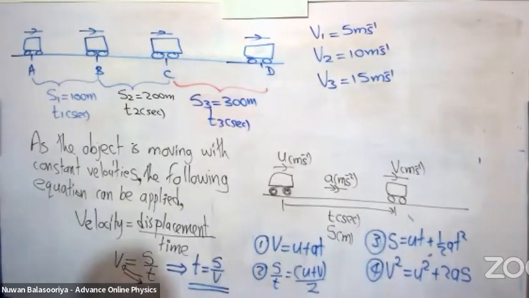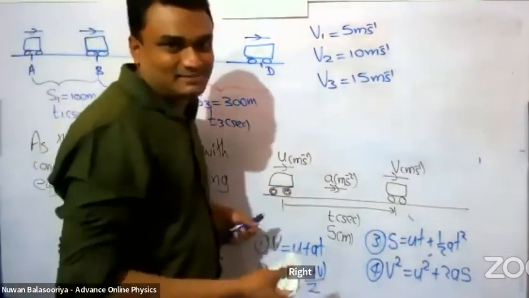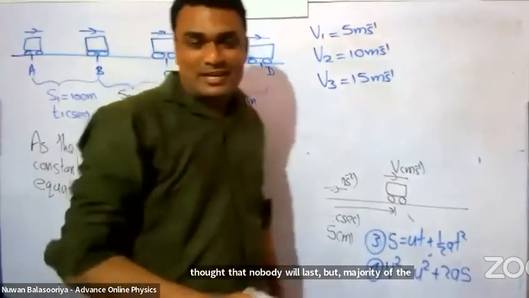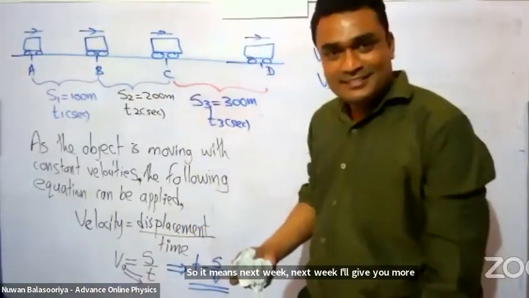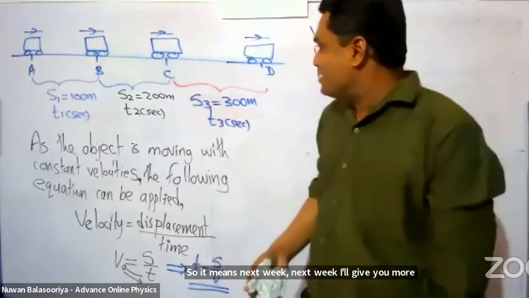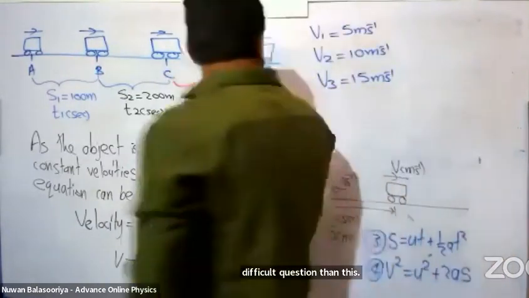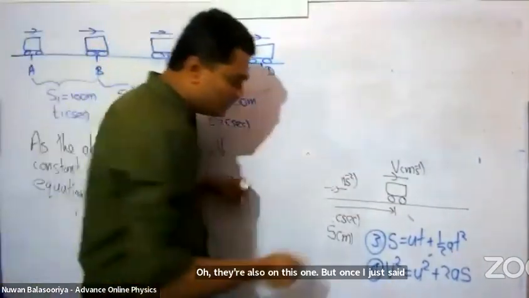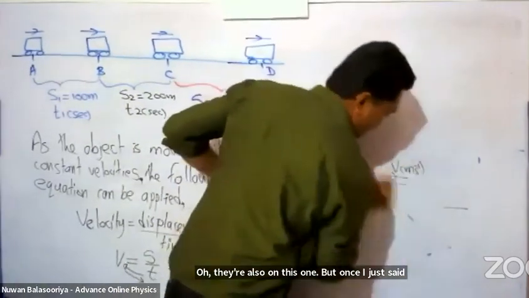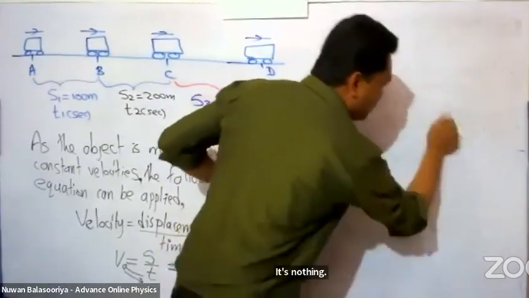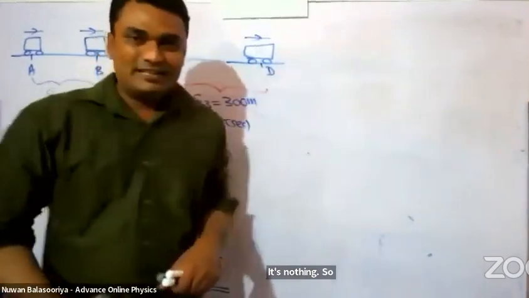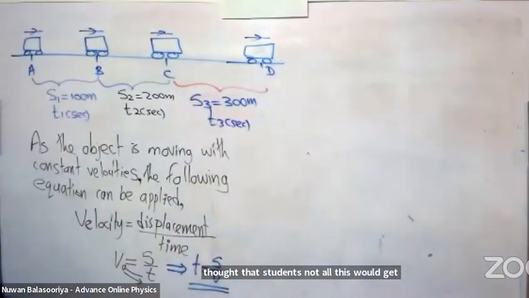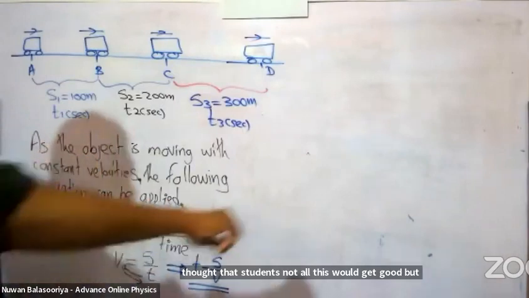Right, excellent. Actually, I thought that nobody would answer, but the majority of the students answered the question. So it means next week I'll give you a more difficult question than this. Almost all the students got the answer. I'm very happy. When I just said send me the values of T1, T2, T3, all the students sent them. So okay, the majority got the answer. I'll finish this question.